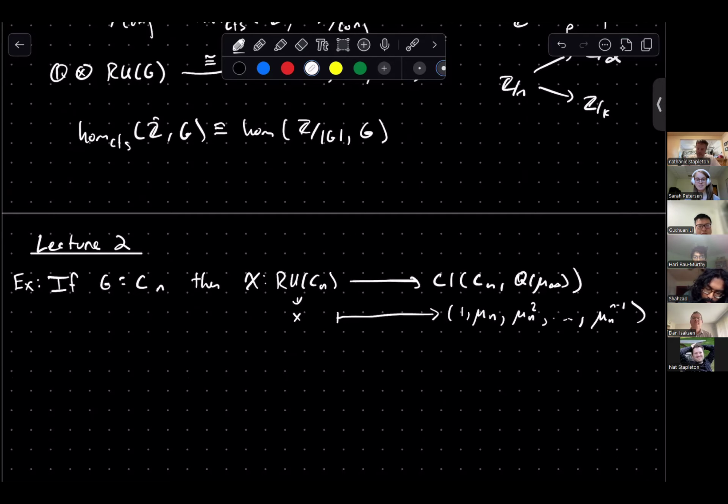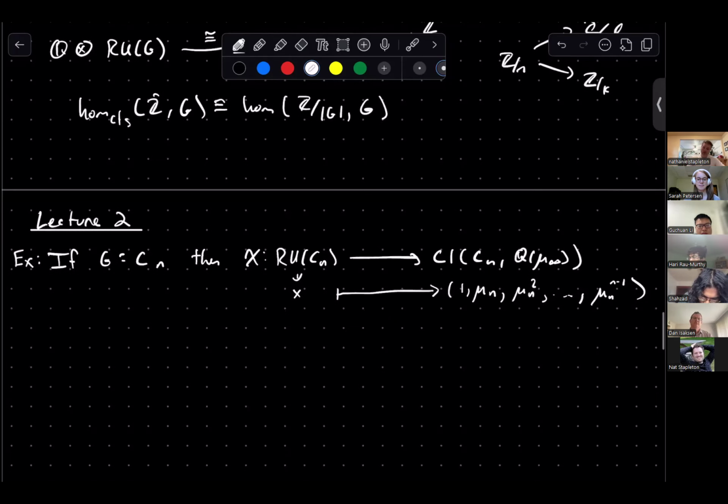And that determines this ring map because Ru of Cn is Z adjoin x mod x to the n minus 1. And mu n here is a primitive nth root of unity. So we learn from this that Q adjoin mu infinity tensor Ru of Cn is just a product over the elements of Cn of Q adjoin mu infinity.